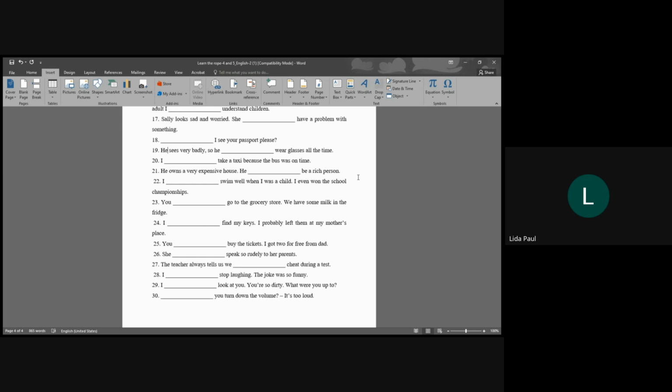Yes. 26: "She ___ speak so rudely to her parents." She shouldn't. Excuse me, ma'am, for 25, can't you use should not? You should not buy the ticket because I got two for free. No. Should is something that is strictly used for suggestion and advice.